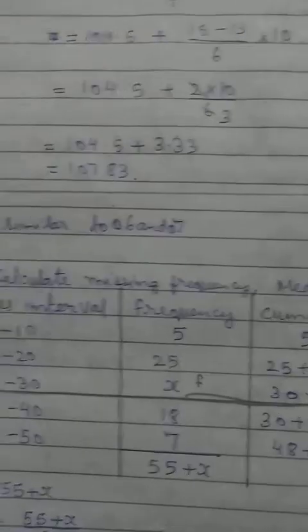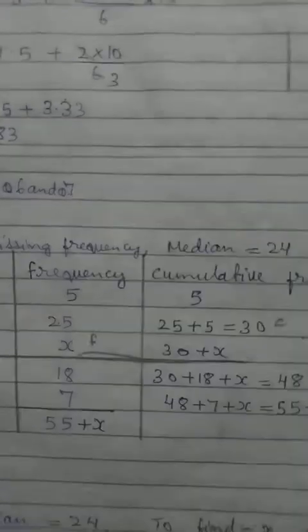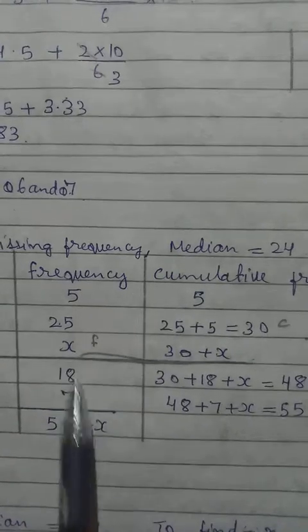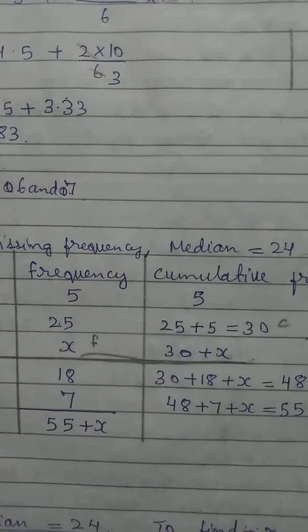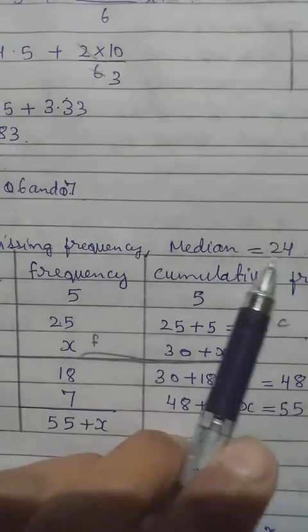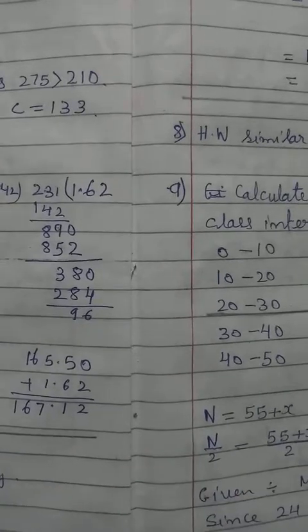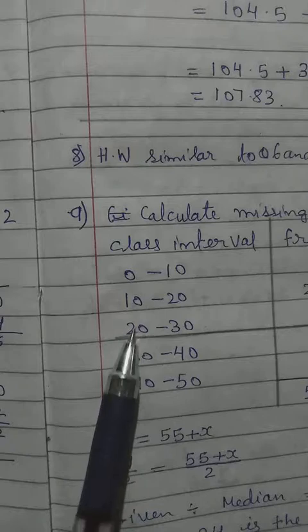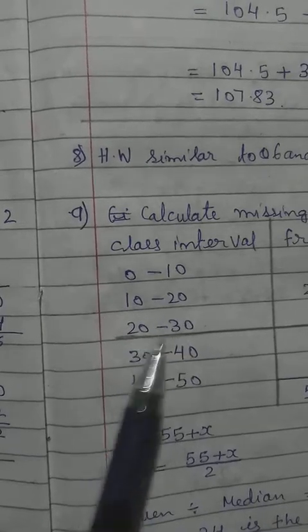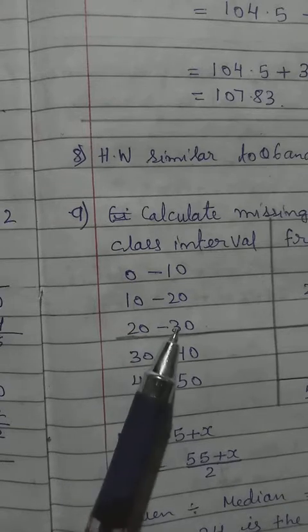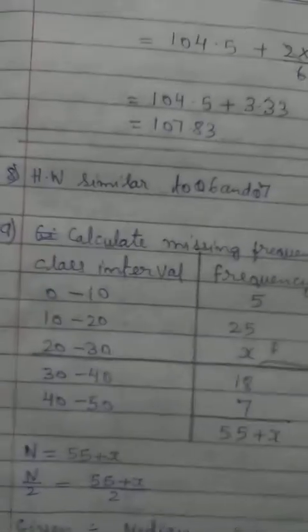Then in order to use the formula, we have to find the median class. How to find it? Because x is unknown, it is difficult for us to divide by 2, so we will make use of the given median. The median is 24, so from the class intervals we see which class contains 24. We will find 24 between 20 to 30, so this will be the median class.